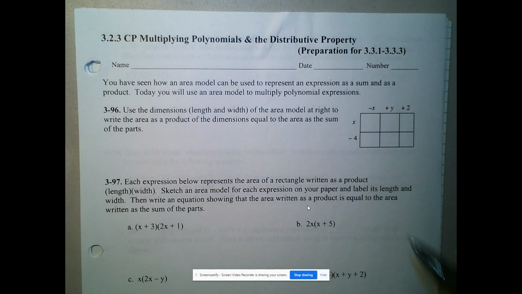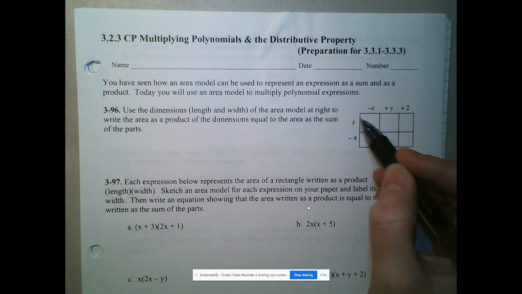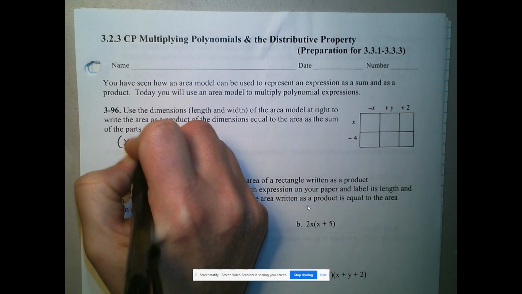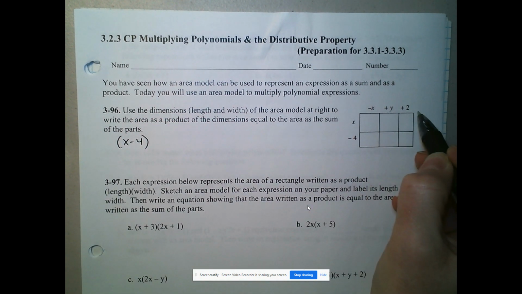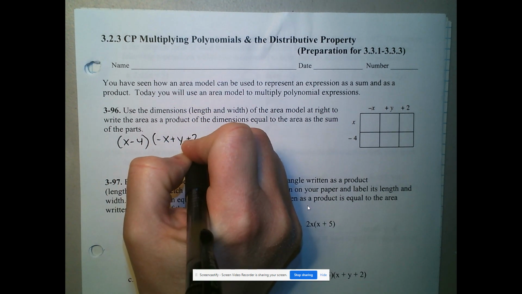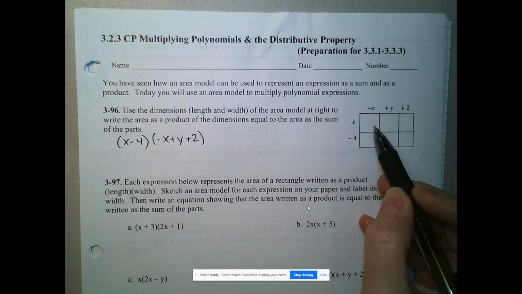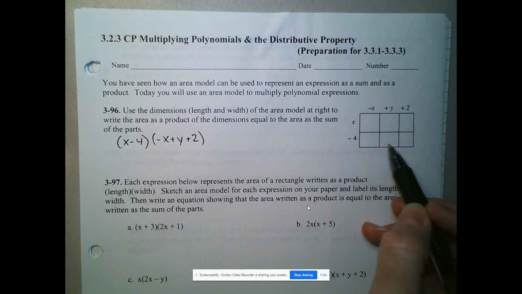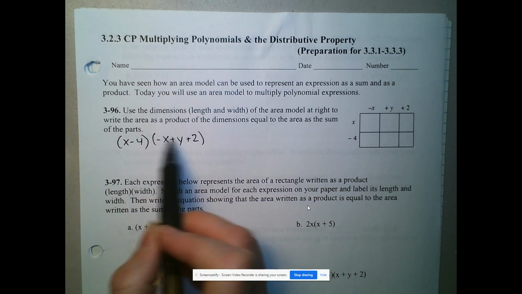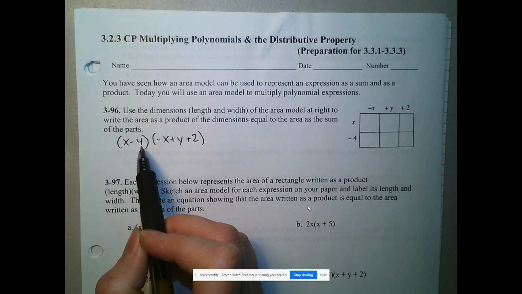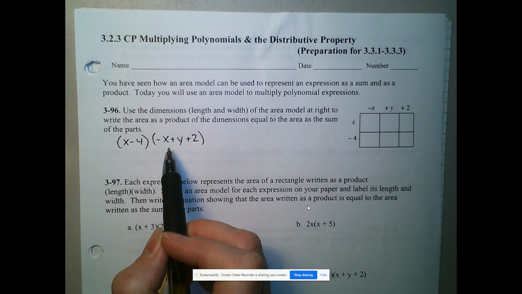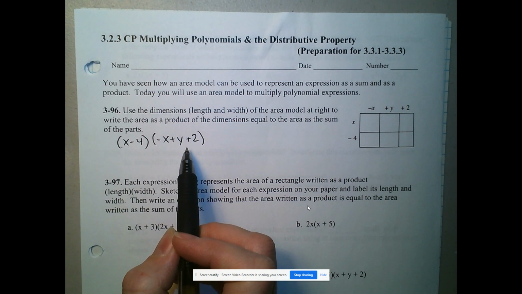So we want to look at the side lengths. So we've got x minus 4. And then we want to look at the length across the top, which is negative x plus y plus 2. And instead of going through and finding the area of these 6 rectangles in the picture, we're going to find those 6 by using our binomial, x minus 4, 2 terms, multiplied by our trinomial, negative x plus y plus 2, which is 3 terms.